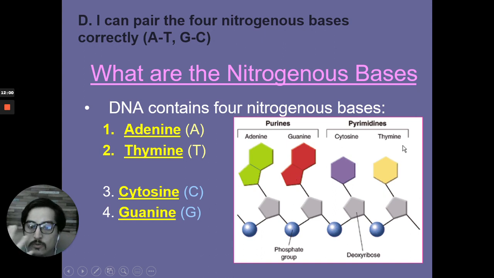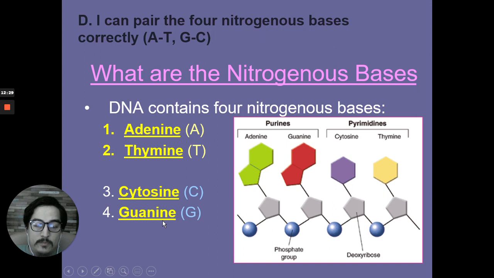Now, you see how they're different colors? Remember how I told you there were 4 different colors? The colors don't really matter, because every time they draw or color them, they're going to be different colors. Everybody does different colors. What's important is going to be the name. The names are important. So you're going to have adenine, thymine, cytosine, and guanine. I know students especially struggle to say these names.